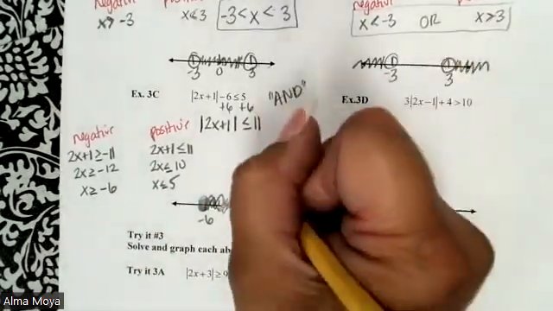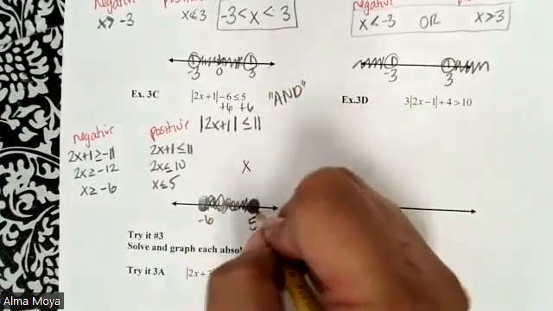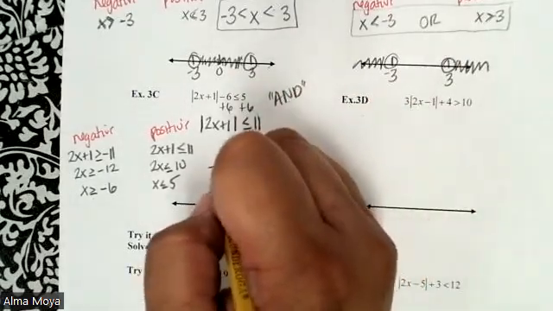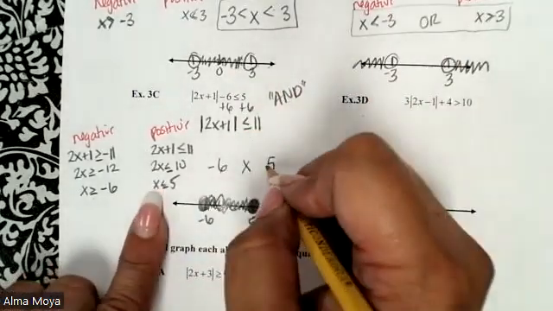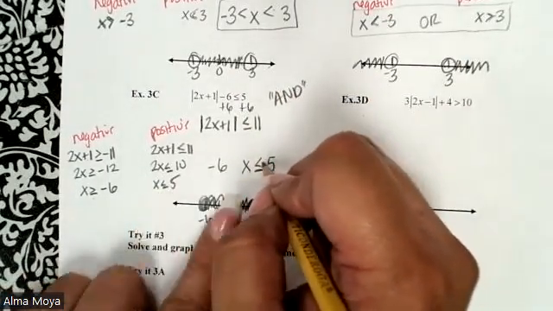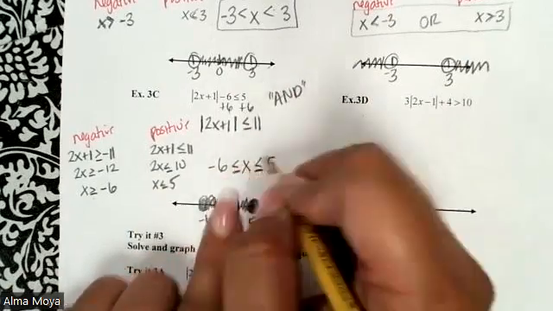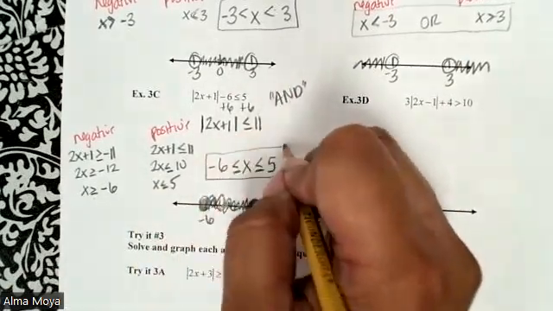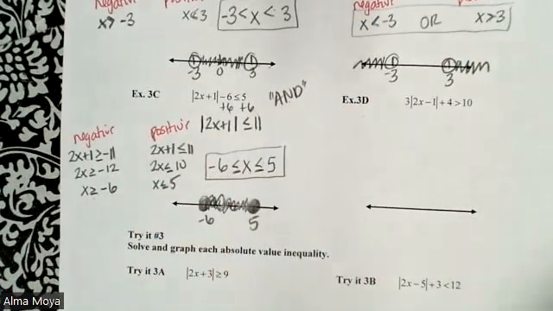Now, the way you're going to write your answer, though, you're going to have x in the middle. You're going to have 5 on the right side, -6 on the left side. Between the x and the 5, your alligator has to eat the 5. This inequality symbol has to be the same. They have to go the same direction on the and. You can't have one go one way and one go the other way.